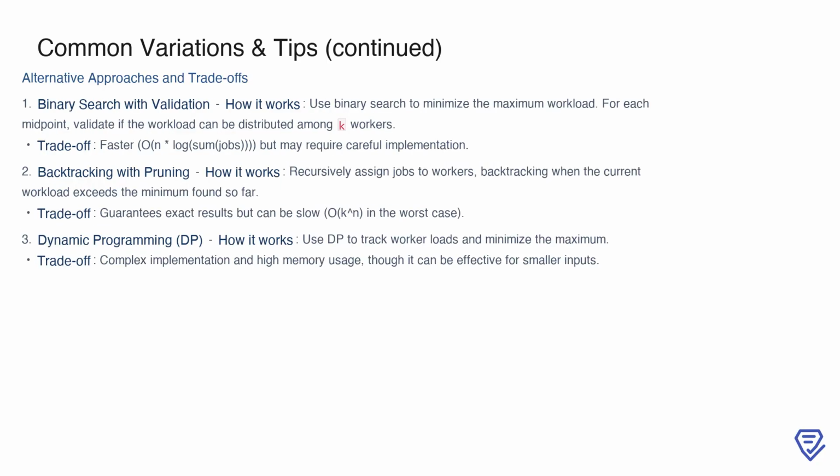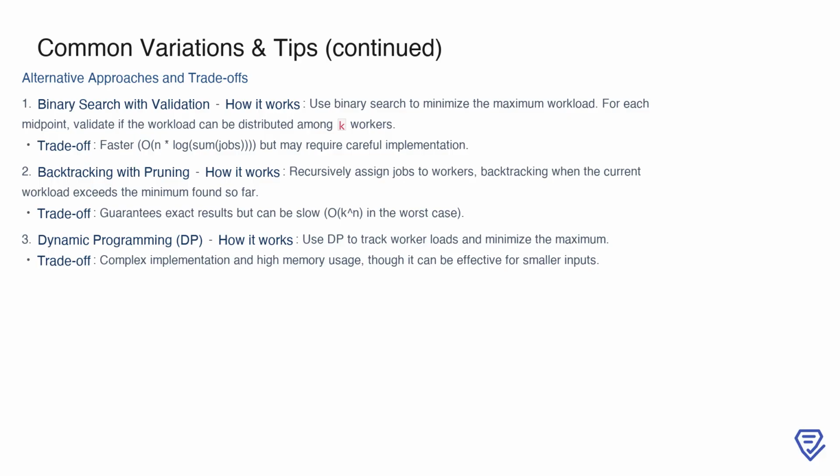Finally, let's compare some alternative approaches and their trade-offs. Binary search with validation works by minimizing the maximum workload through binary search. For each midpoint, you validate whether it's possible to distribute the workload among the workers. This method is faster, with a time complexity of n log(sum of jobs), but it requires careful implementation to ensure correctness. Backtracking with pruning, on the other hand, involves recursively assigning jobs to workers and backtracking when the current workload exceeds the minimum found so far.